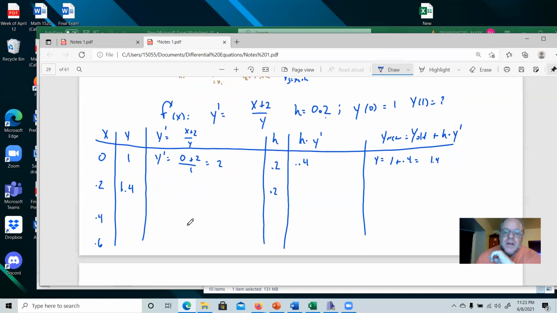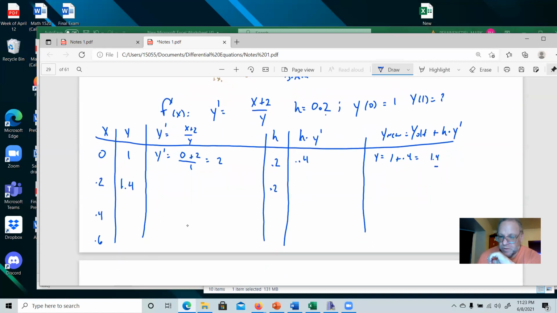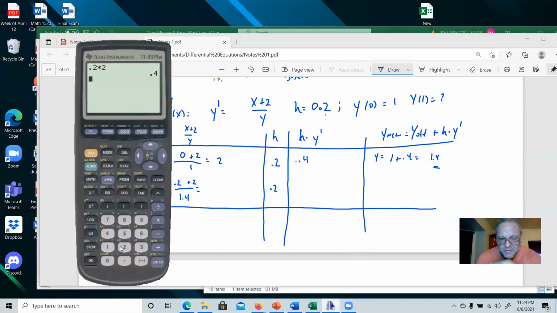Okay, so notice whatever you have here turns into this one. All right, next, Y prime, that's equal to 0, or X. Okay, let's put that bar back in. So our X, which is 0.2 plus 2, divided by, what's our Y? Y is now 1.4. See, this now gets delightful. Okay, so we have 2.2 on the top, divided by 1.4 on the bottom.